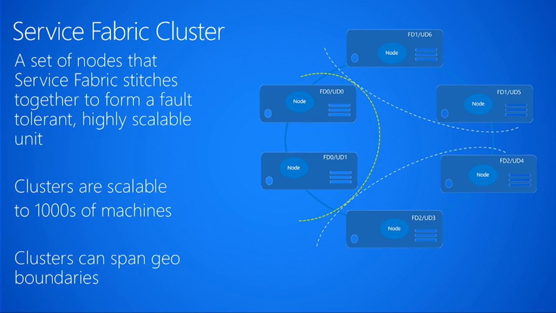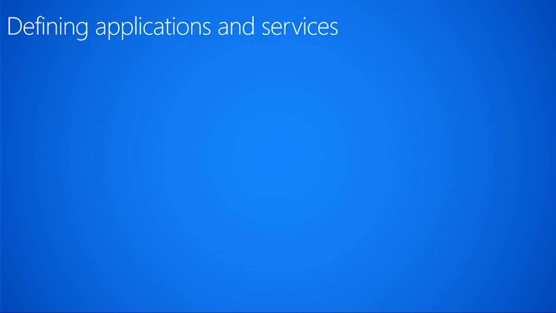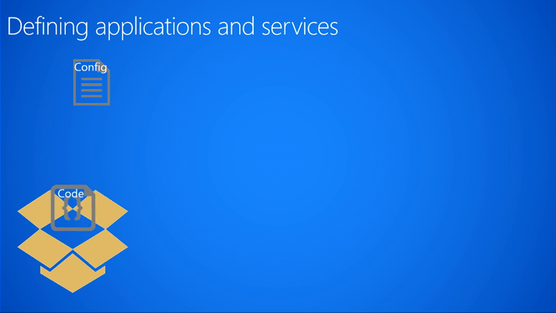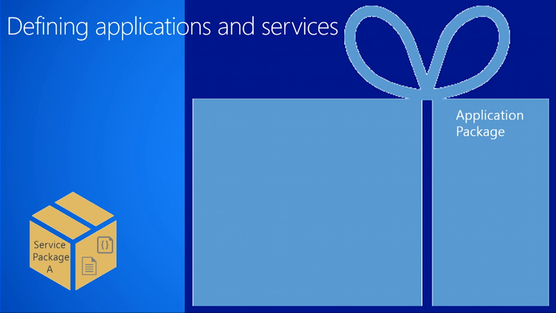So let's now quickly go into what an application and what a service is. A service is made of code and config. Together they form a service, and multiple services make an application. That is our logical concept.